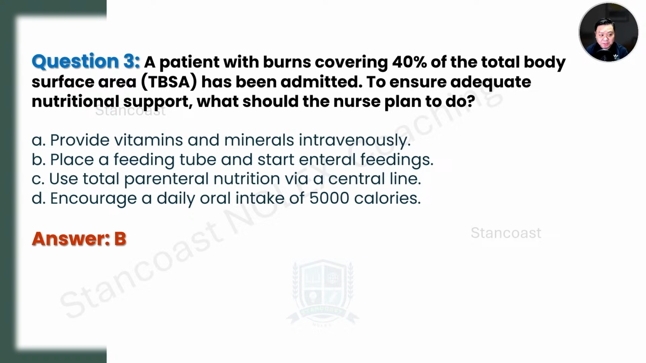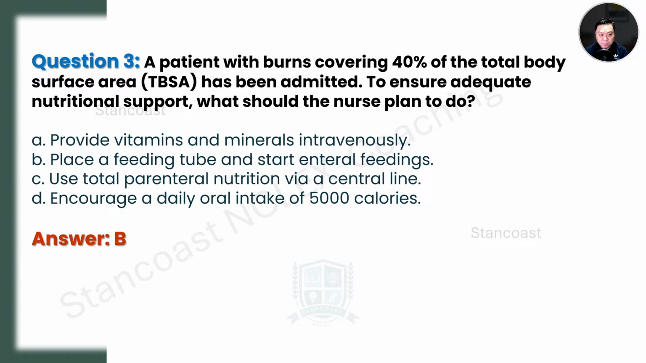And if you select the letter D, encourage a daily oral intake of 5,000 calories. Well, oral intake here, take a look into that statement. Your patient with a total body surface area 40%, this patient probably is experiencing paralytic ileus or maybe other barriers to proceed with oral intake. So this patient is unlikely to consume enough calories without enteral support. So take note about the changes and the way they're going to be able to take in their nutrition.